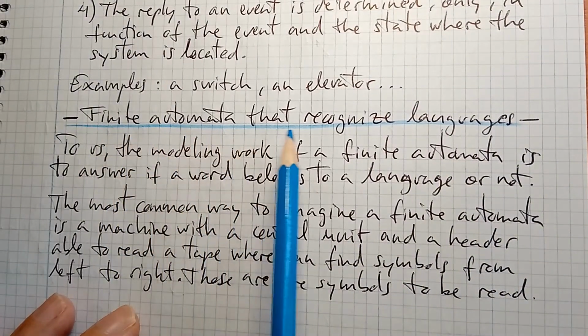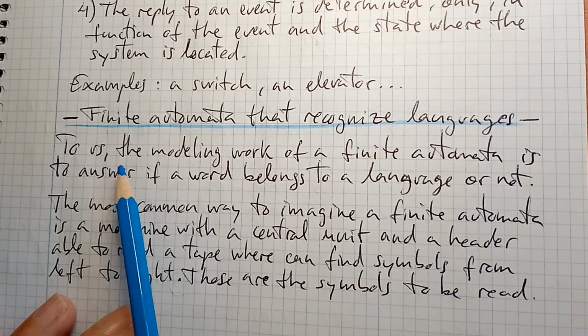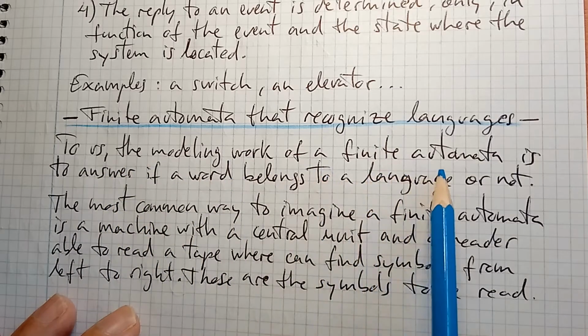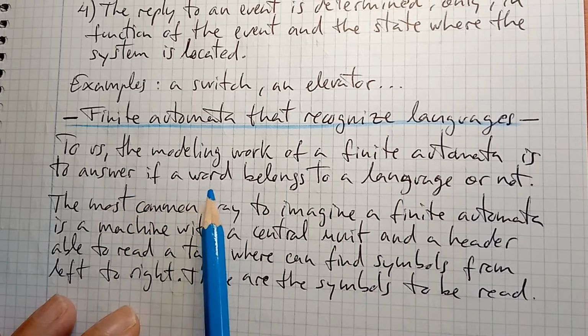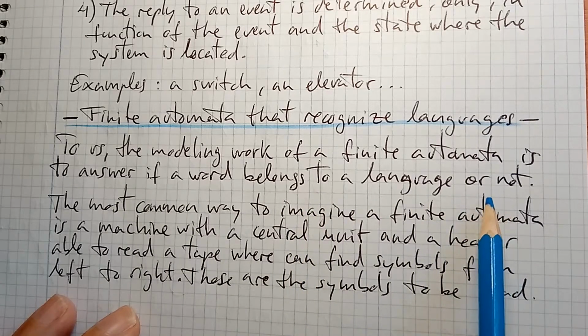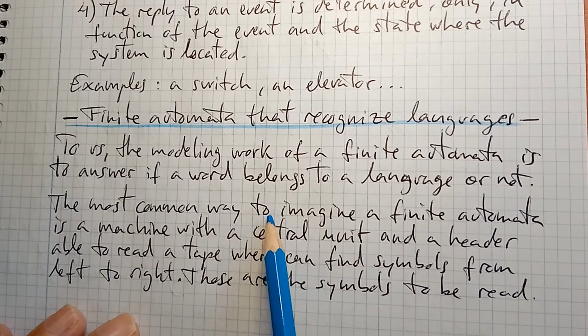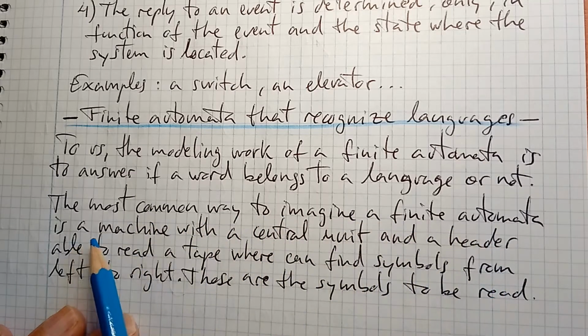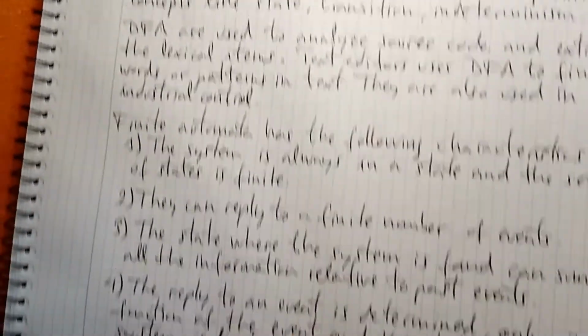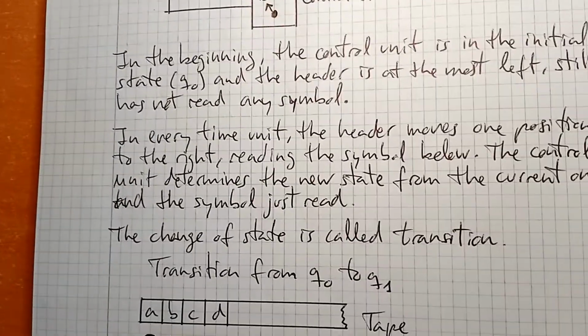Finite automata that recognize languages. To us, the modeling work of a finite automata is to answer if a word belongs to a language or not. That's our point of interest. The most common way to imagine a finite automata is a machine with a central unit and a header able to read a tape, where it can find symbols from left to right. Those are the symbols to be read. Now in the picture you will see it very clearly. It's very simple.